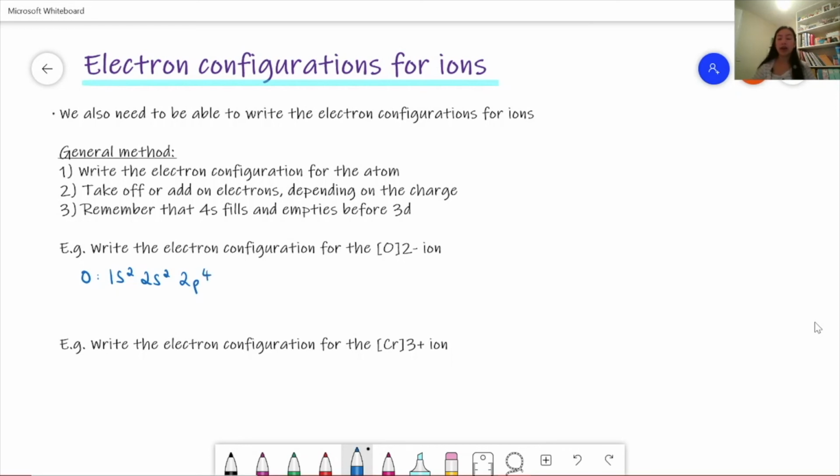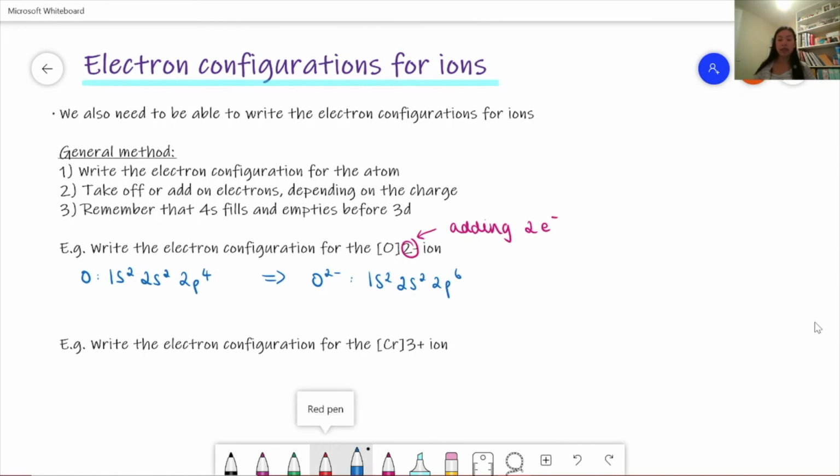And then because it's a 2- ion, this means that we're adding 2 electrons. So what we have is that for O2-, we have 1s2 and then 2s2. But because we've added 2 extra electrons, we actually now have a full 2p orbital. And that's the whole point of forming these ions, because they all want to get a full outer shell. So we have 2p6, and this is the electron configuration for O2-.